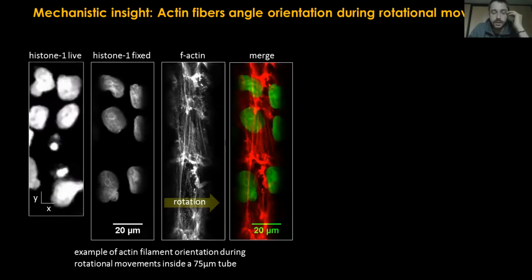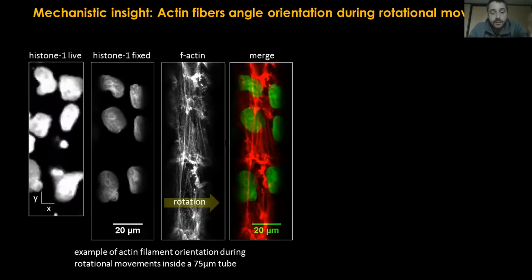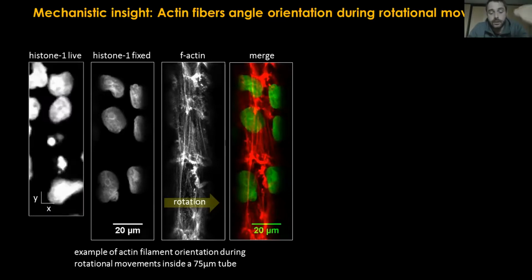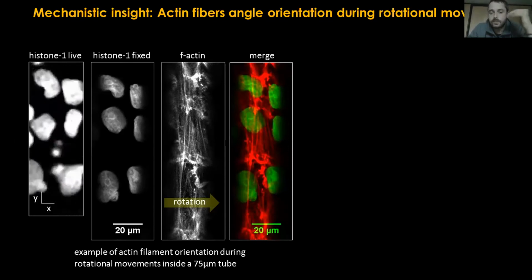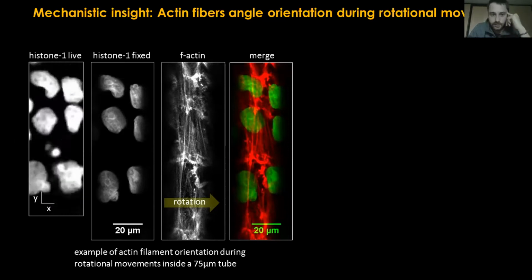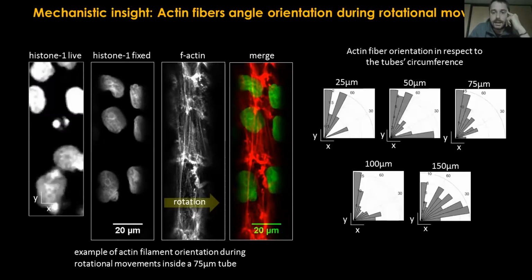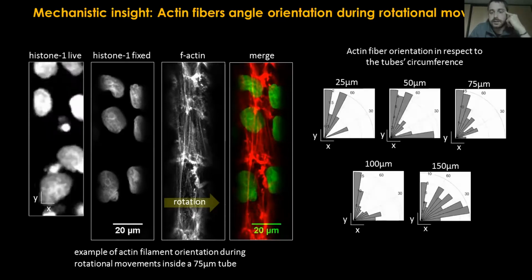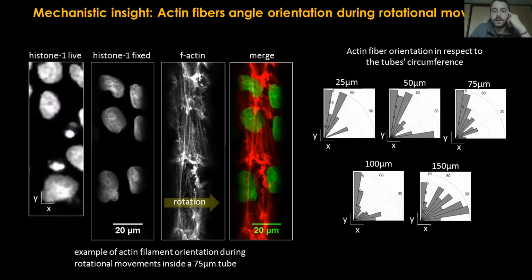stain with phalloidin, and we can see that the actin fibers were really perpendicular to the direction of the motion, which was quite surprising, because we would expect that the actin fibers would be more parallel to the direction of the rotation, but it was actually perpendicular. And this is true in all the different kinds of tubes that we tested, from 25 up to 150.